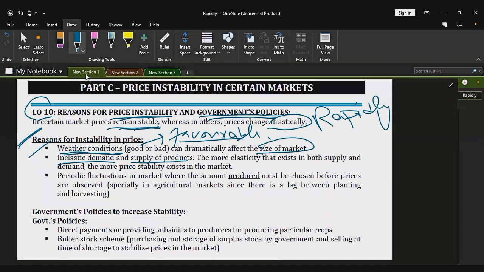So if there are such products whose demand is inelastic and supply of the product is also available in a limited or in an extra quantity, then the more elasticity that exists in supply and demand, the more price stability exists in the market.